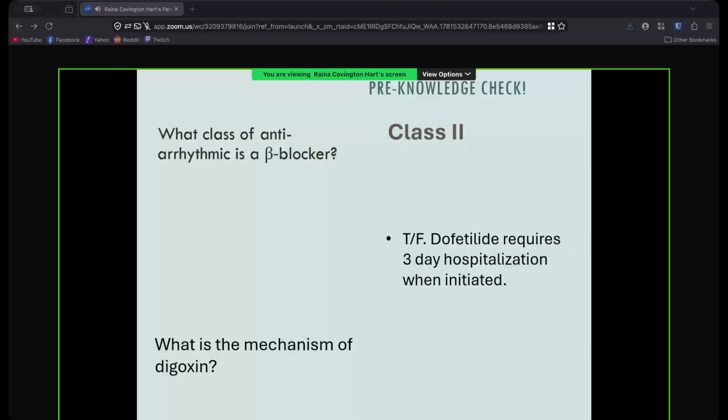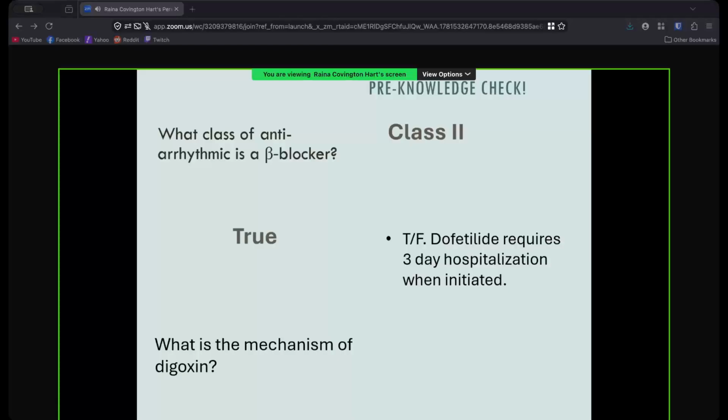Dofetilide requires 3-day hospitalization when initiated. So when you start it, it's saying, do you have to put a patient in the hospital or can you just give them the medication and they can go home? So true or false, you can guess. Look at that good guess.